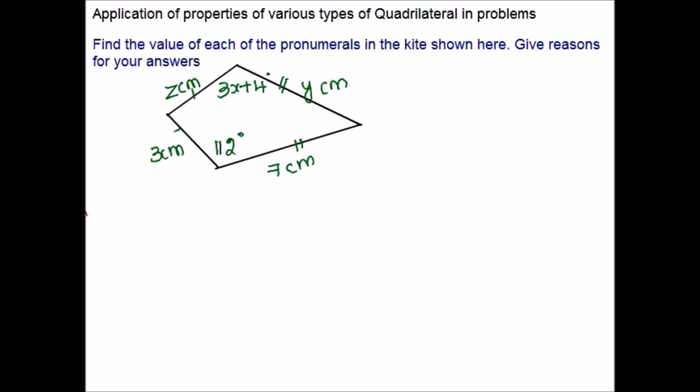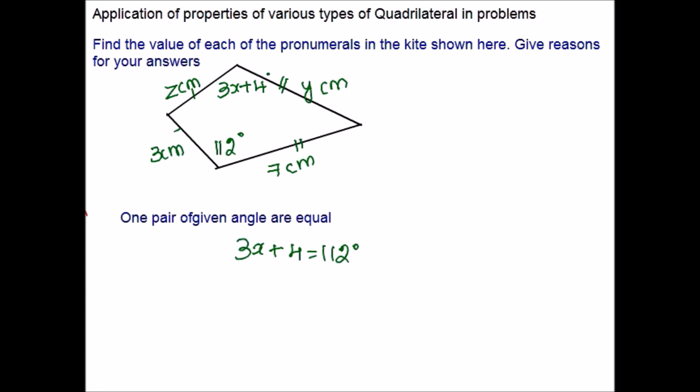Here is your first example. Please read the question. Find the value of each of the pronumerals in the kite shown here. Give reasons for your answer. Please look at the figure. Okay, we know that one pair of opposite angles are equal for this kite shape. This figure looks like a kite and we know the property: one pair of opposite angles are equal. So I am going to use this property for the given angle.